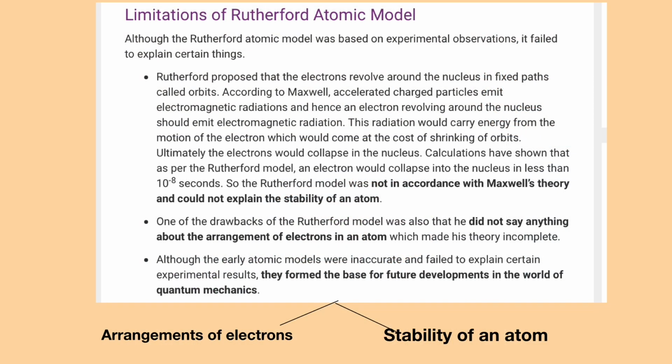To understand the limitations of Rutherford's atomic model, you just have to remember two keywords: arrangement of electrons and stability of an atom. Rutherford couldn't explain the stability of an atom because, according to Rutherford, the electron revolves in a circular path around the nucleus, but it couldn't help to understand the stability of electrons. So, according to Rutherford, the arrangement of electrons and the stability of an atom couldn't be explained.